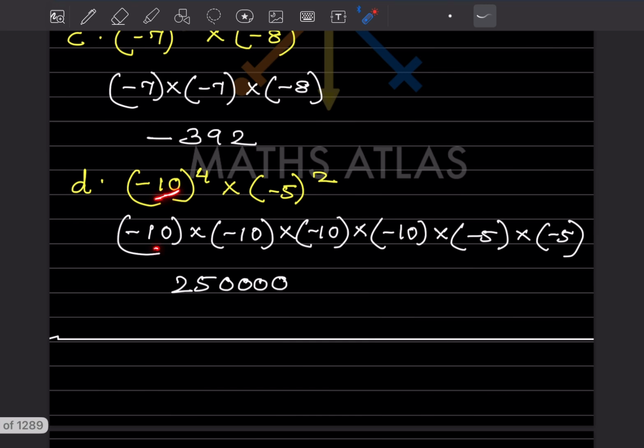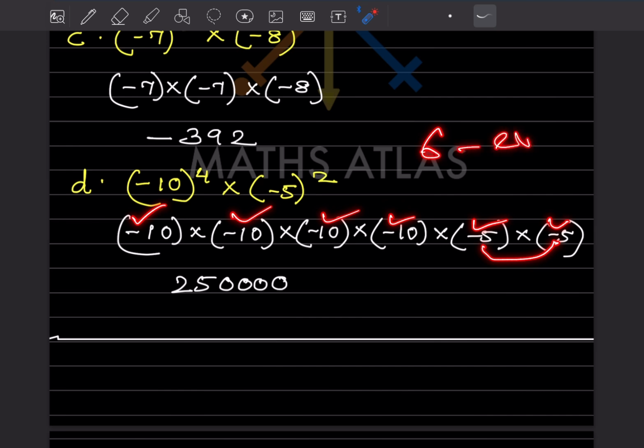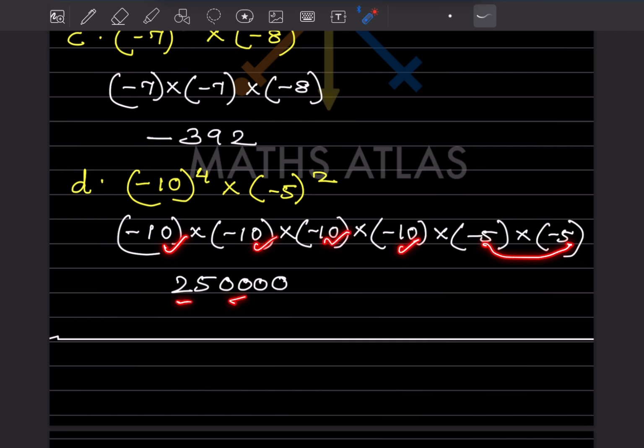Again for this one, minus 10 into minus 10 into minus 10 into minus 10, minus 5 into minus 5. Now see here these are all 10s. So what will you do? You will take 25. And these are 1, 2, 3, 4, 5 and 6. 6 is an even number, so that is going to be positive. You don't have to think about the sign, that is going to be positive. Just look at the numbers. This is going to be 25. And how many zeros here? 1, 2, 3, 4. So 25 and 4 zeros.